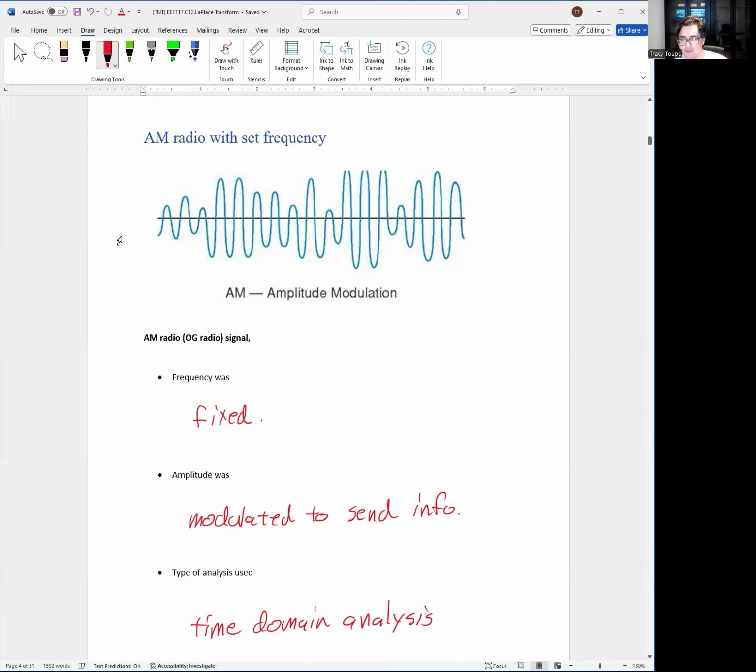So what type of analysis will we use? Well, because the frequency doesn't change, we can't use frequency analysis. We have to use time domain analysis.